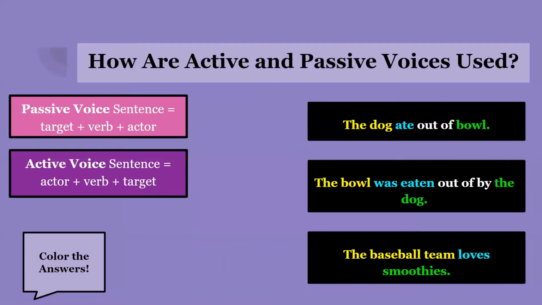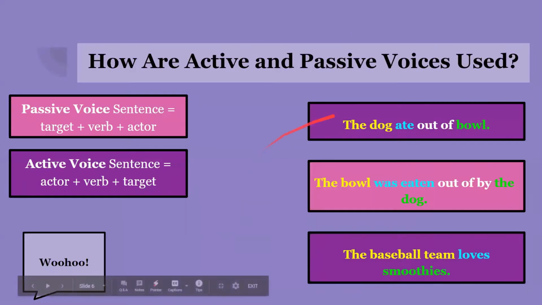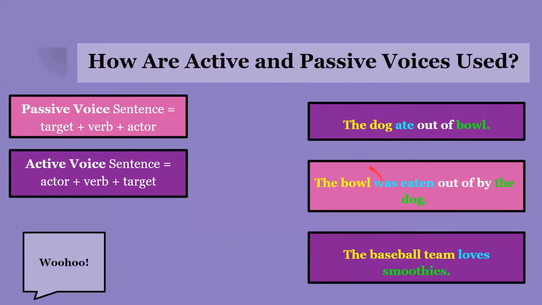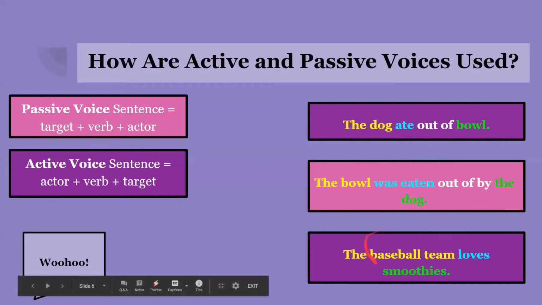Okay, we're going to move on. So the active voice sentences are the dog ate out of the bowl and the baseball team loves smoothies. Notice the subjects are first. And with the passive voice, the target is first. So the bowl was eaten out of by the dog. The bowl is our target, the dog is our actor, and the baseball team is our actor.